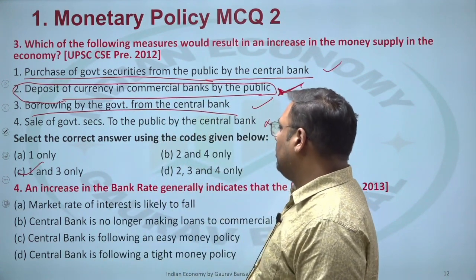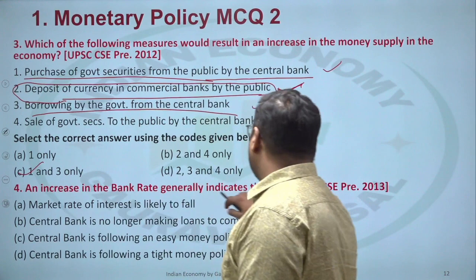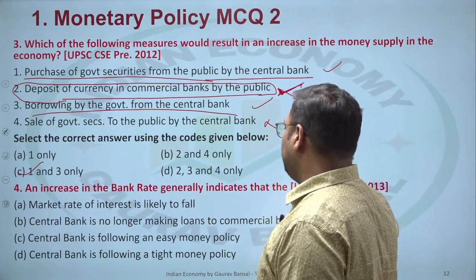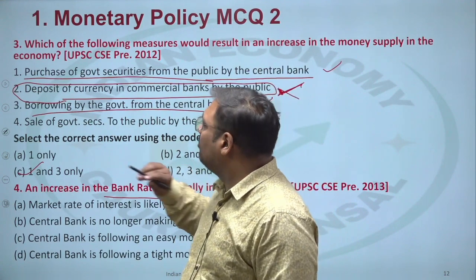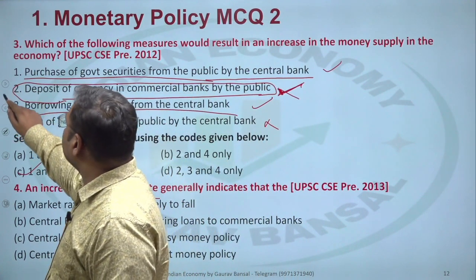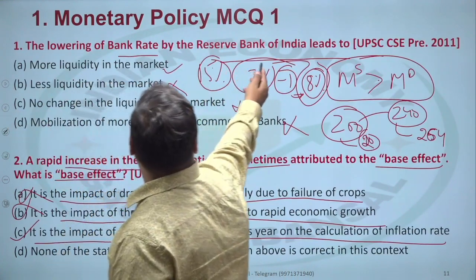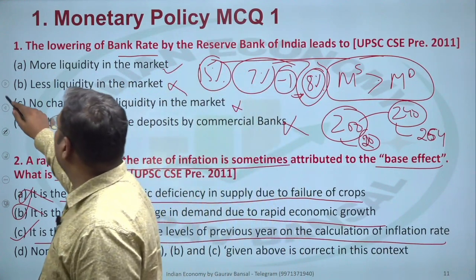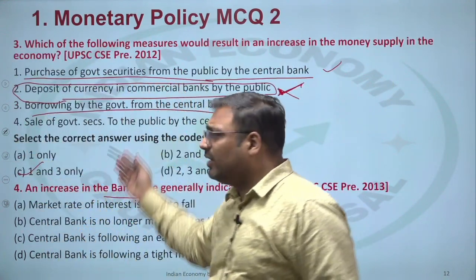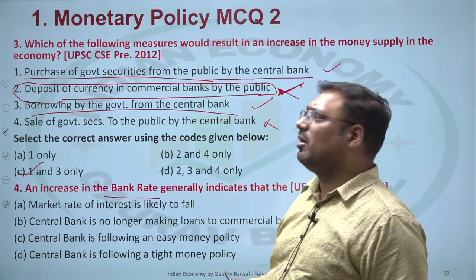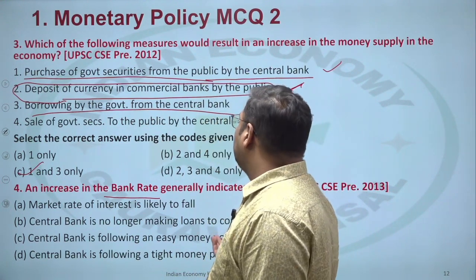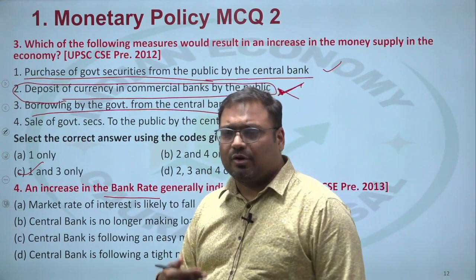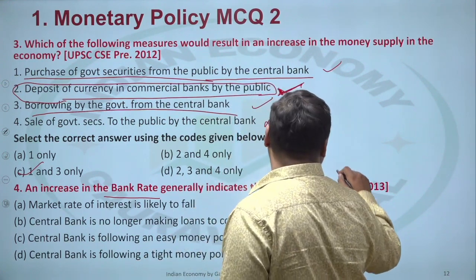Question number 4. An increase in the bank rate generally indicates that. Okay. Very similar to the previous question. Lowering of bank rate, that was in 2011. Very similar question in 13. In fact, even today, questions like this are coming. So this is a very important topic. Increase in the bank rate. If interest rate goes up, money supply goes down.